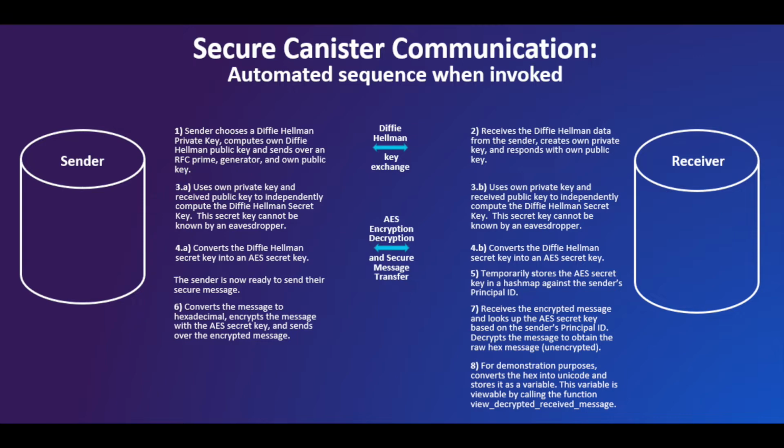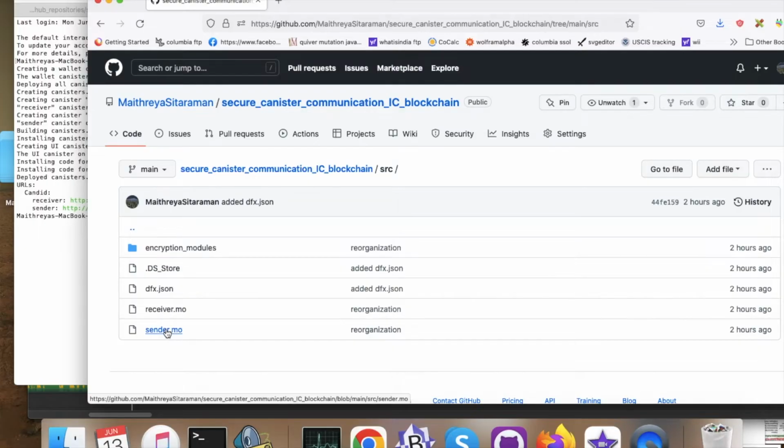From the sender's perspective, he uses this AES secret key to encrypt the message and sends this encrypted message across. If any eavesdropper looks, he only sees some gobbledygook encrypted message. He does not have any key to decrypt it, so he doesn't know what's being transmitted. The receiver, however, has the key, so he can unlock it. For demonstration purposes, we store the decrypted message in a place where anybody can view it. So now let's see all this in action.